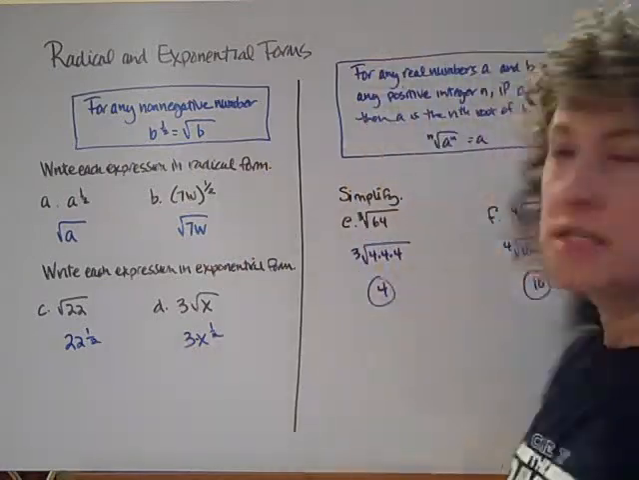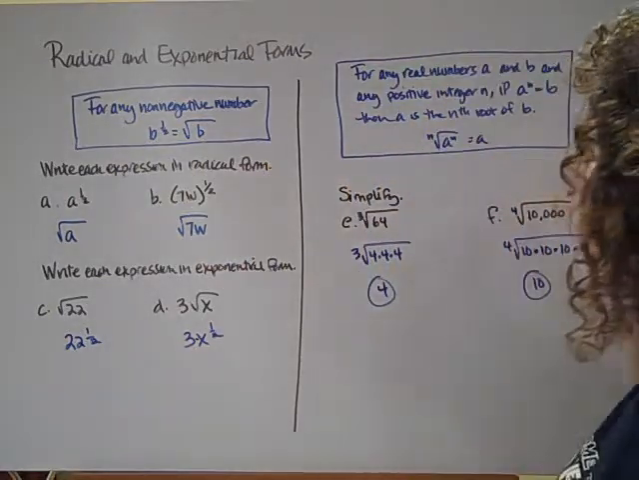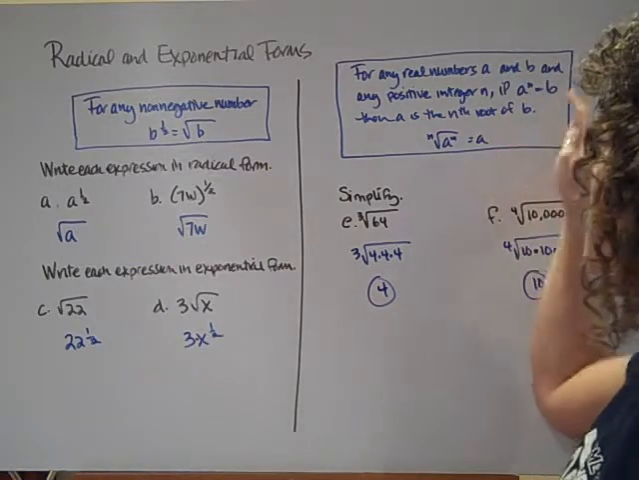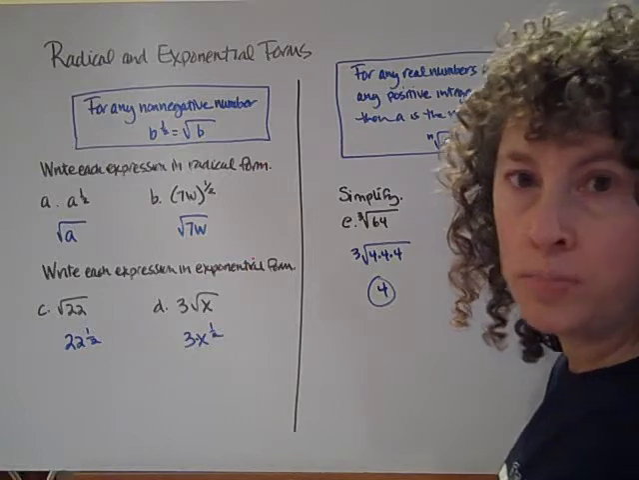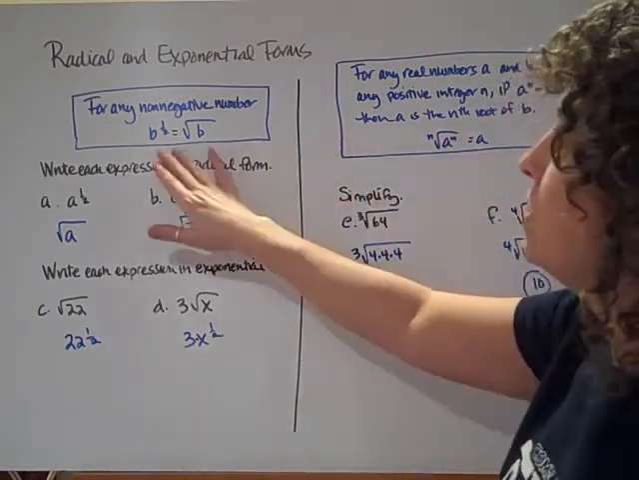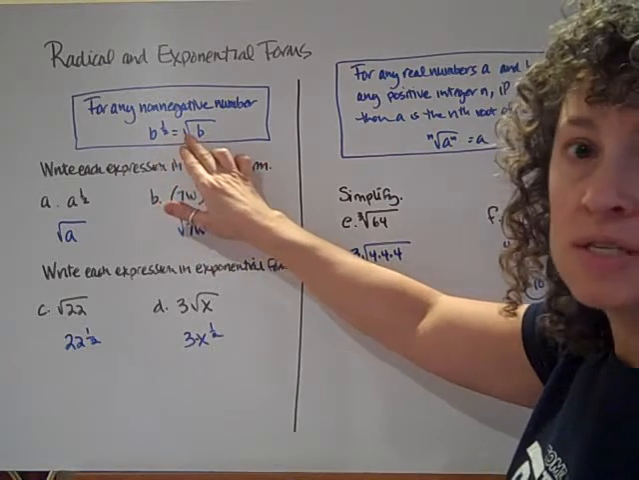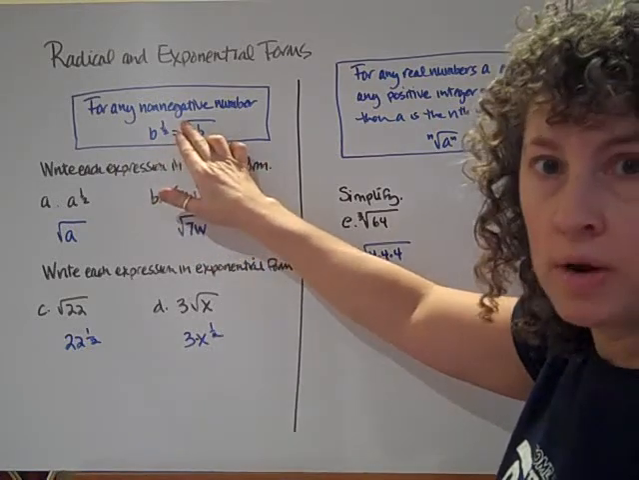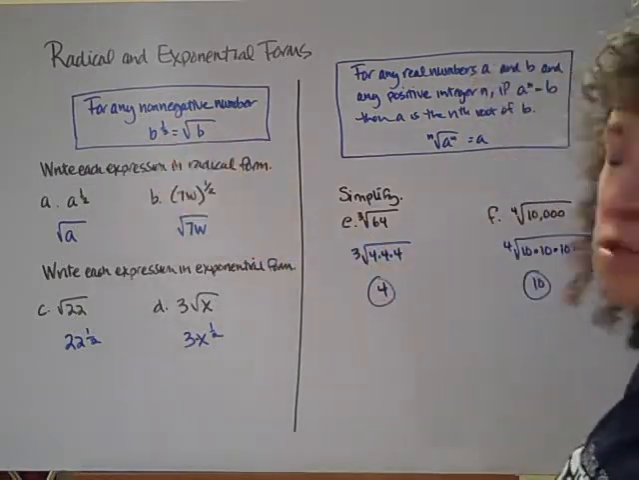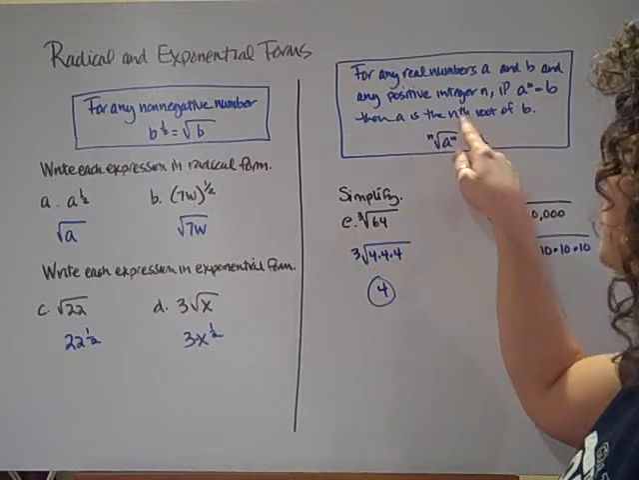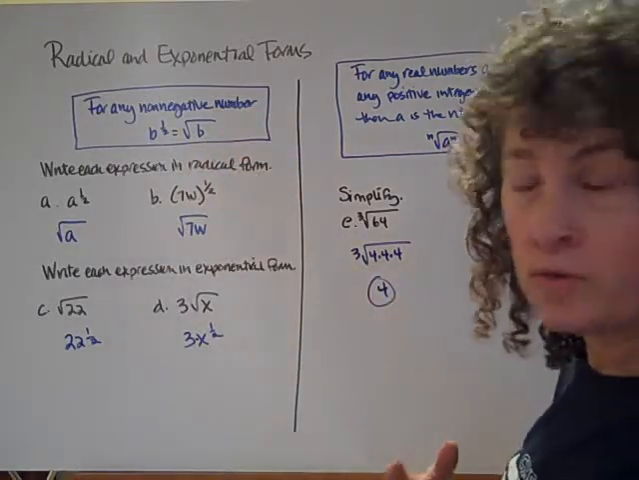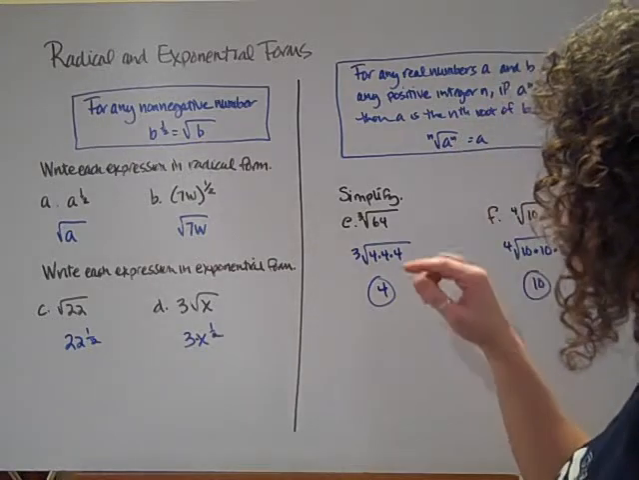All right, let's continue with our radical form. For any real numbers a and b, and any positive integer n, if a to the nth power is equal to b, then a is the nth root of b. Here we talked about the second root, where we're squaring it. It's got a root of 2. That's our 1/2 there. When we talk about the nth root, we could be talking about the second root, the third root, the fourth root, the fifth root. We can use any number.